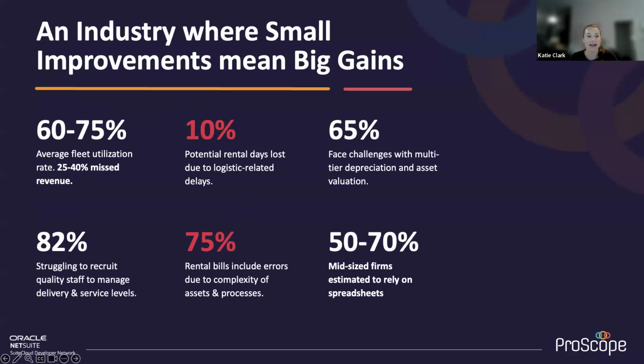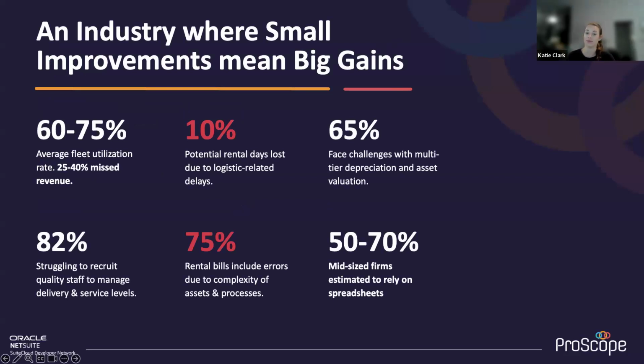Yeah, definitely. As we begin today's conversation, I wanted to use this time to ground ourselves in the reality of what currently is happening in rental asset management, because even some small inefficiencies in the industry can snowball into massive operational and financial consequences. So we see on average that fleet utilization rates are at just 60 to 75%, and that equates to 25 to 40% of missed revenue.